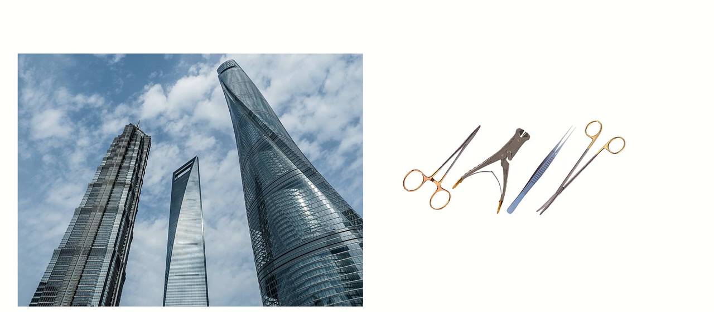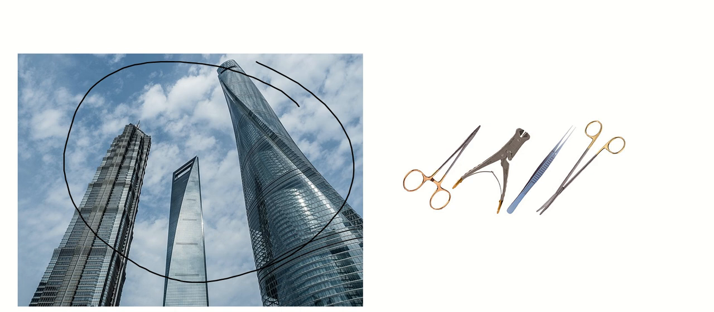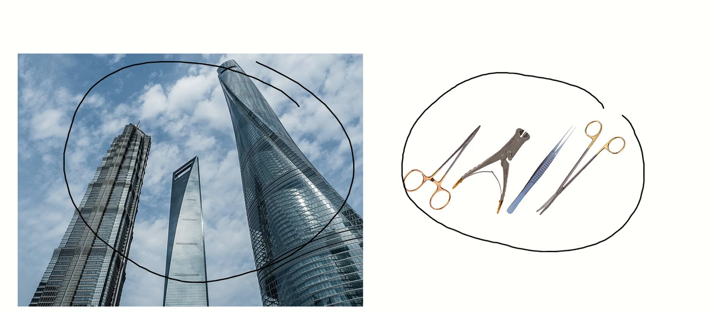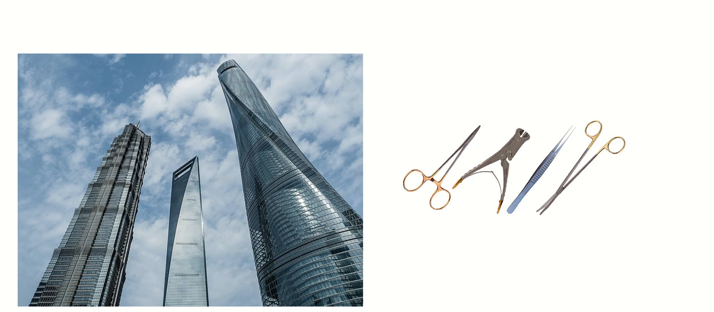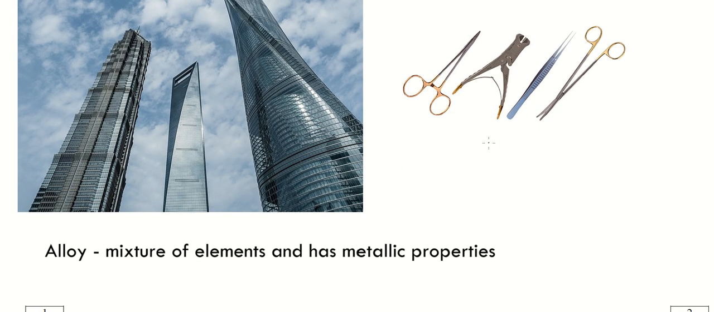So how can steel be used to make these massive skyscrapers? And steel is also used to make these tiny, super precision surgical tools. Well, it's because steel is not a pure substance, it's not just one substance, it's a mixture of elements. We call that an alloy if that mixture has metallic properties.